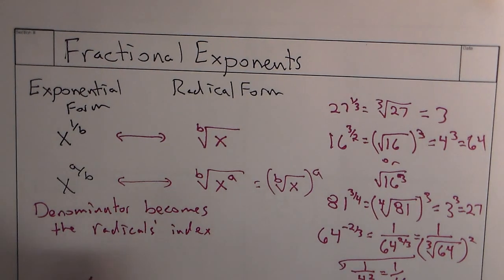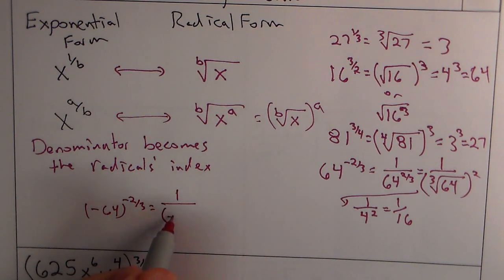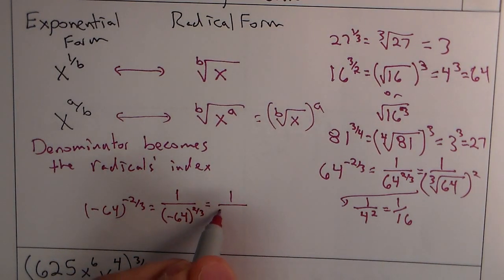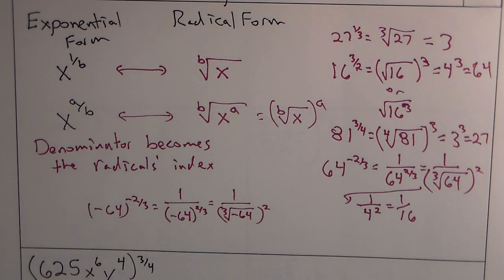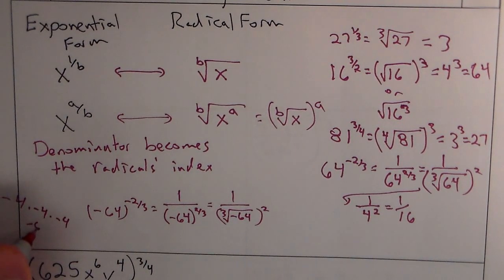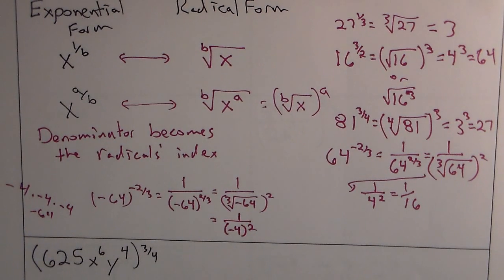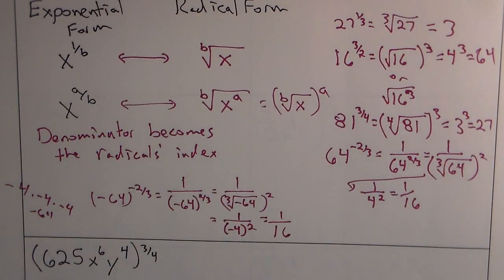Now what if we then did, we'll do it over here for space, negative 64 to the negative 2/3? So I'm still going to go 1 over negative 64 to the 2/3, making a positive exponent. This is then the cube root of negative 64 squared. Now although we know with square roots we can't take the square root of a negative yet, we can actually take the cube root of a negative. That's because negative 4 to the 3rd power, negative 4 times negative 4 times negative 4, would actually come out to be a negative 64. So what we get here is 1 over negative 4 squared, keeping your parentheses, and our answer is 1 over 16.